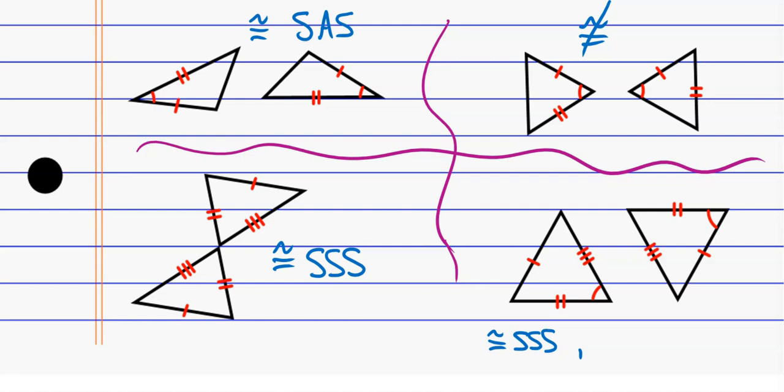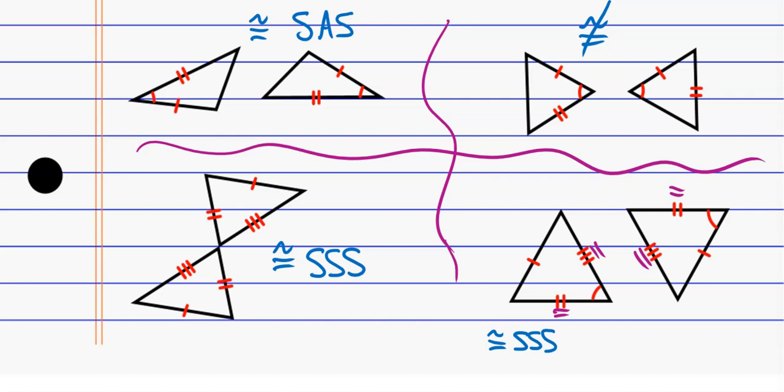Let's check. Notice the side that has 2 dashes and the 3 dashes with the angle in between. So here's 2 dashes, 3 dashes. Do I have the angle in between? Well, the answer is no. So I can't say that these are congruent because of side, angle, side. I can only say that they're congruent because of side, side, side.